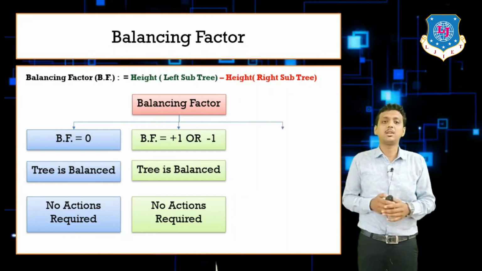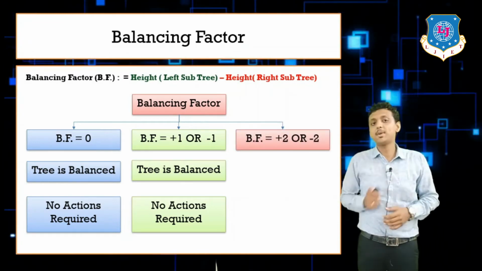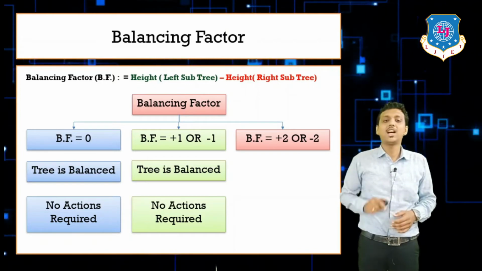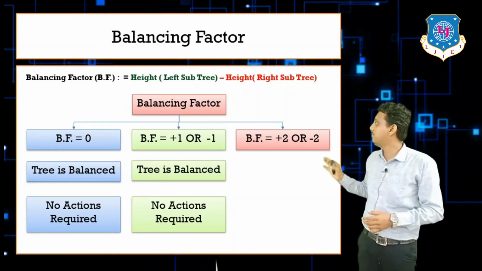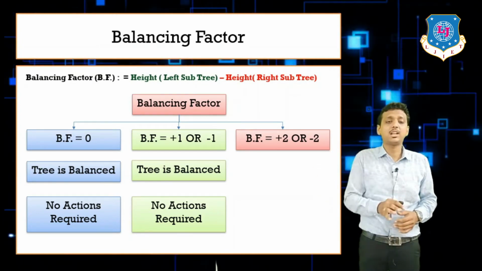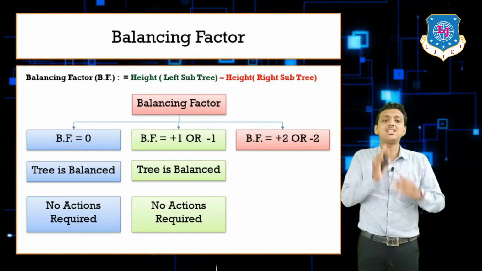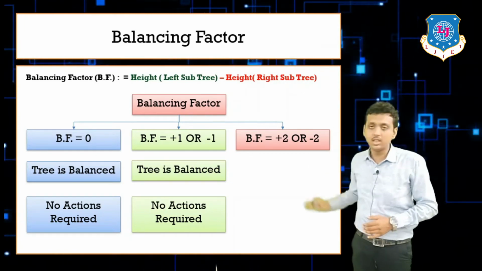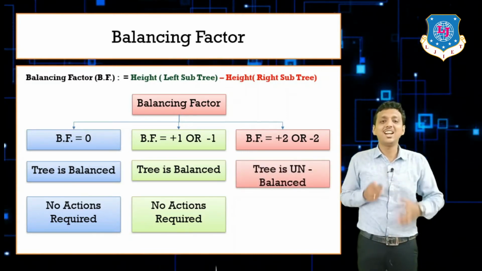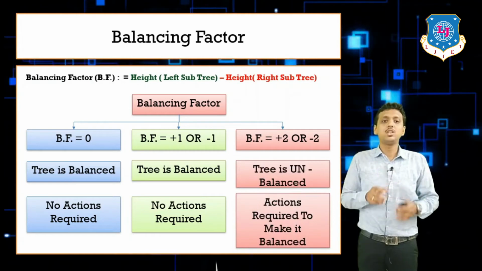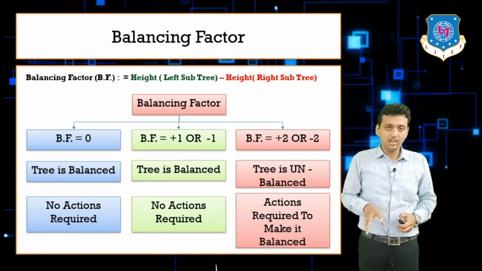Fine. Now next, number 3, is if my balancing factor is plus 2 or minus 2. Now here the rules are violated by our system, that is, the balancing factor is plus or minus 2. That means the difference between LST and RST is now greater than 1. Then what to do? In such a situation, students, your tree is unbalanced and you just need to perform particular actions to make your tree a balanced tree.